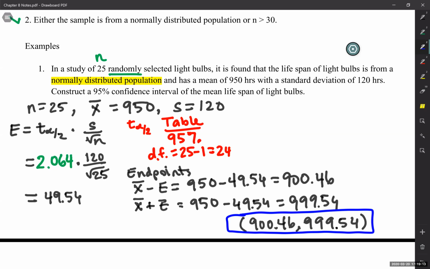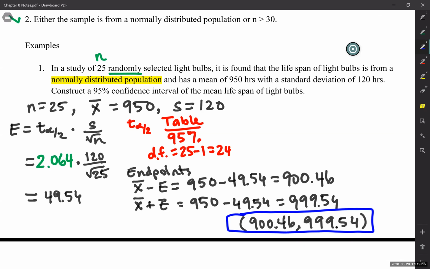Okay, so just to summarize, we were given N, X bar, and S. We calculated E, we had to go to the table to get the T of alpha over 2, plug it all in, and we end up with 49.54. So we subtracted for the first one, we added for the second one, and we got our left and right endpoints, always writing your numbers in number order. So the 900.46 is on the left, the 999.54 is on the right.